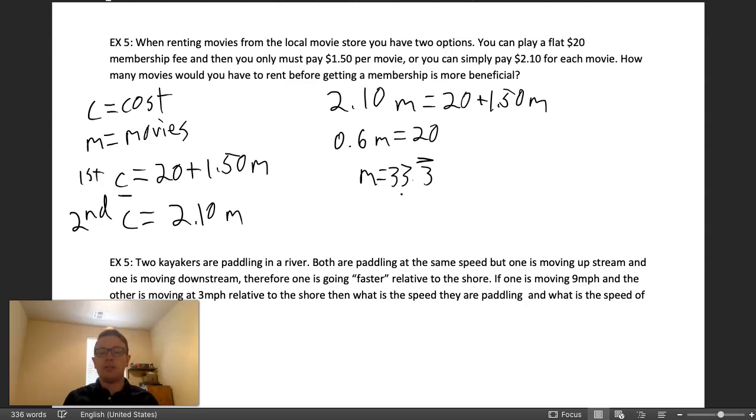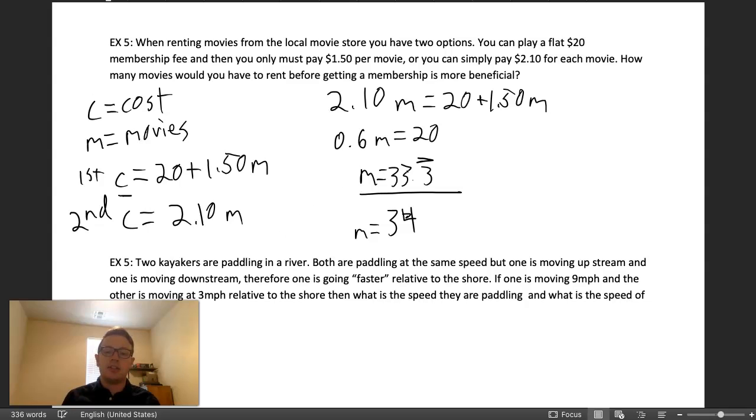33.3 repeating movies. So for a real answer, right, we're not going to buy that much. It'll only make sense to do after 34 movies. But we'll come back to that because we still need to figure out what the cost will be. And how are we going to do that?